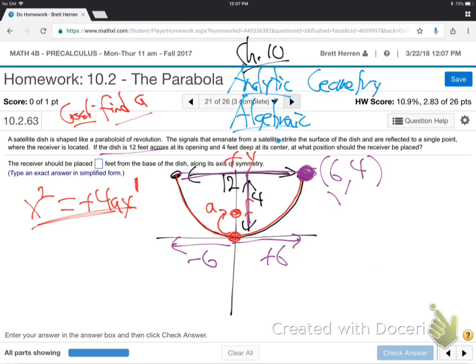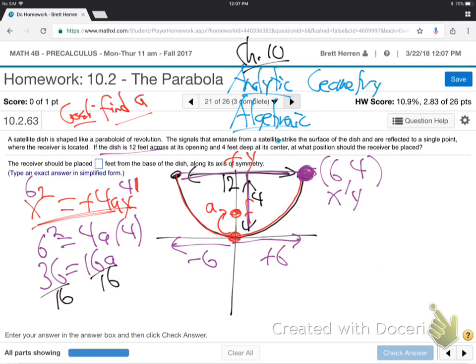So what? Well, that's XY. I can plug 6, 4 into the equation. It must make the equation true because it's a dot on the graph, a dot on the shape. So plug in the 6: 6 squared has to equal 4 times A times Y, which is 4. In other words, 36 has to equal 16A. I can solve for A. Just divide by 16. Isn't that 2.25? Yeah, 2.25. There it is.